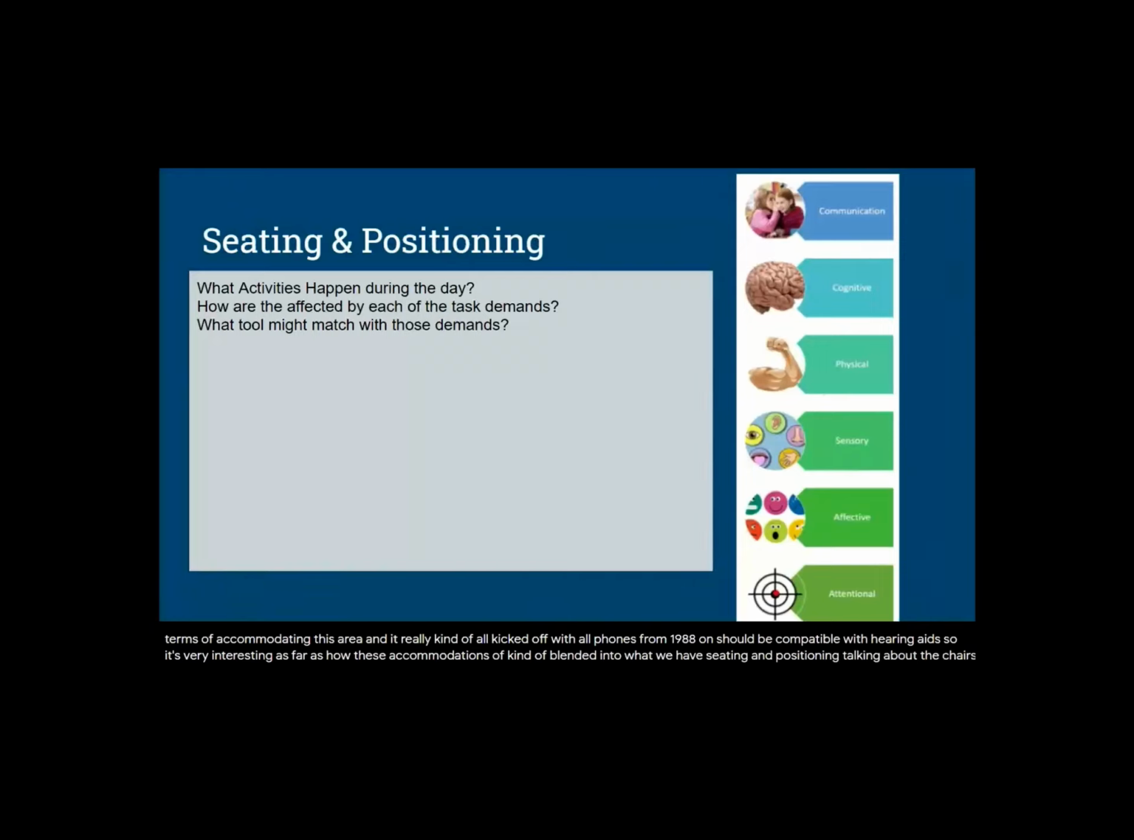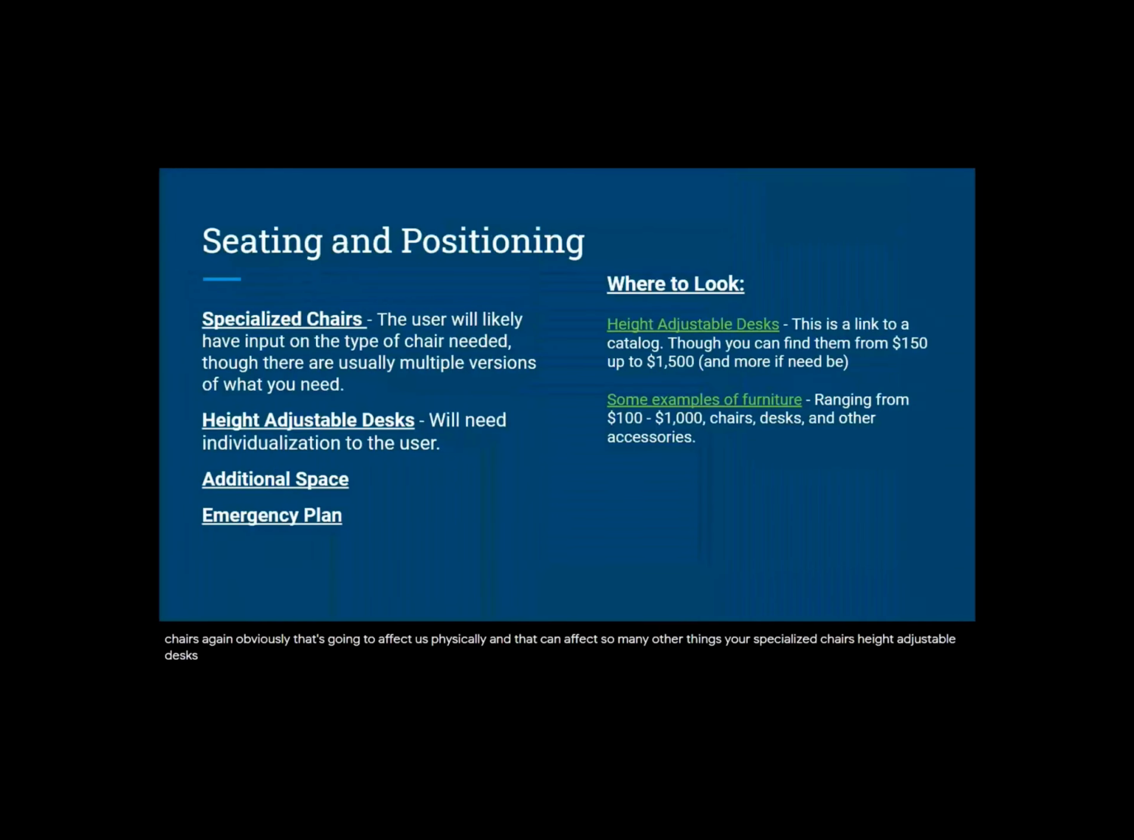Seating and positioning, talking about the chairs again. Obviously, that's going to affect us physically, and that can affect so many other things. There's specialized chairs, height adjustable desks. I put in some examples of furniture. This is from, I think, the EnableMart catalog. It's a catalog where it's talking about everything from a height adjustable desk to maybe a height adjustable table that might be needed within the break room for somebody having lunch, for example. This is also where having some additional space around someone's desk so they can maneuver a wheelchair, or even changing around some of the furniture in the office to make sure that that space is accessible.